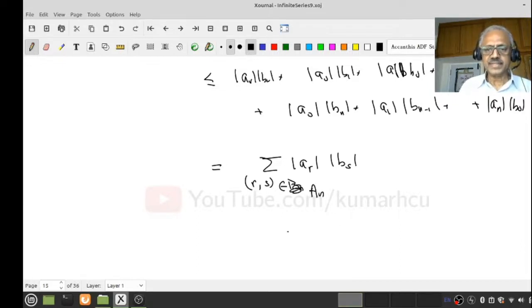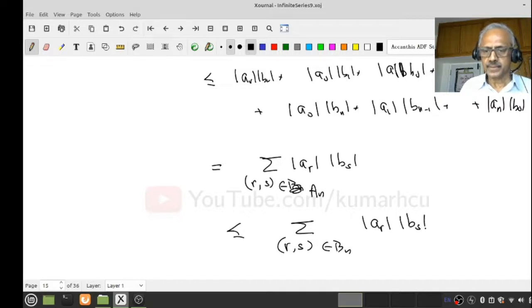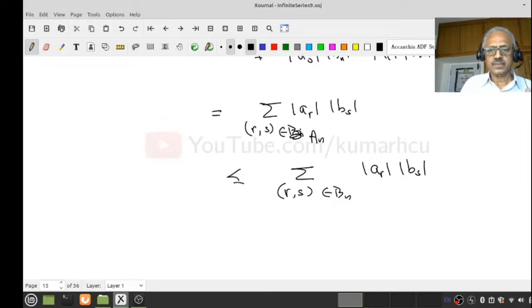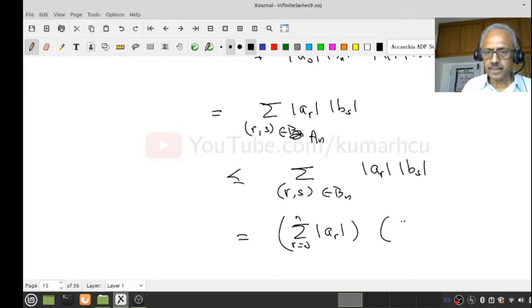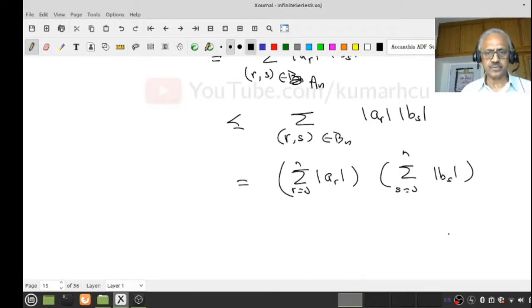Right, but An is contained in Bn, therefore this is less than or equal to the sum over (r, s) in Bn of mod ar into mod bs, because these are all non-negative terms and Bn contains a lot more non-negative terms. Therefore the summation over An will be less than or equal to the summation over Bn. But we know what this is. This is nothing other than the summation of mod ar, r equal to 0 to n, into the summation of mod bs, s equal to 0 to n. This is the thing we did with ar and bs, but they are any two numbers, so instead you place that. Is it clear? Right. Up to this is algebra.